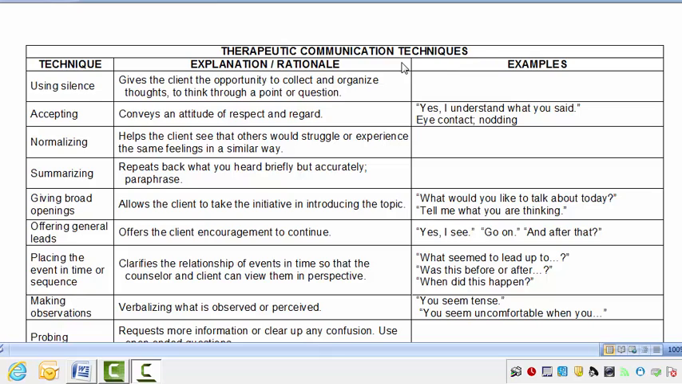Summarizing, another important communication technique. Summarizing is when you take what they've said to you in small bites. In other words, you don't let someone go on for 30 minutes and then say, oh, okay, let me see if I can summarize. They're telling you the story, and maybe after about 5 or 10 minutes, you can say, okay, let me see if I understand what you're saying. And then you summarize what you've heard them say. You say it back to them, and you say, did I get it right?